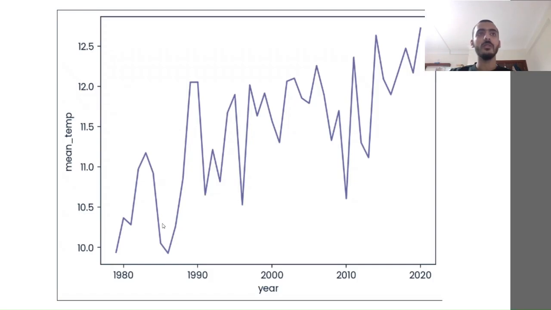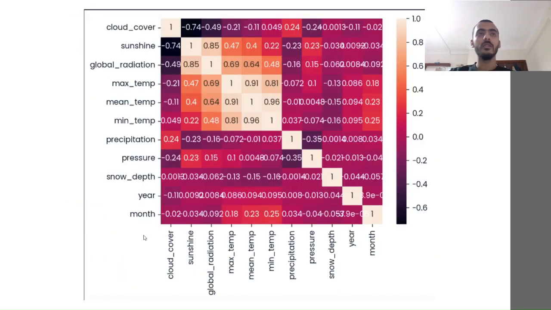So as we can see here, we have the graph for the mean temp over the years, and in this output we can see the cloud cover and the sunshine over the month and year and the other data, as we can see.